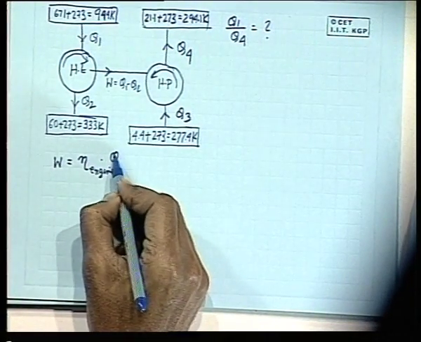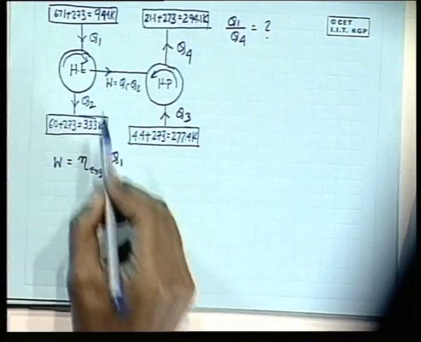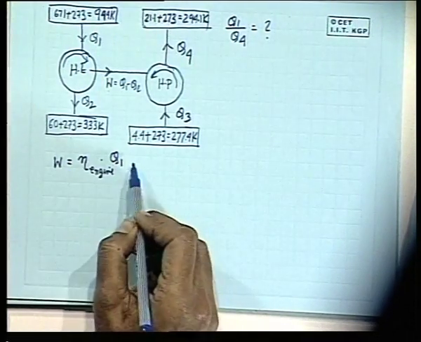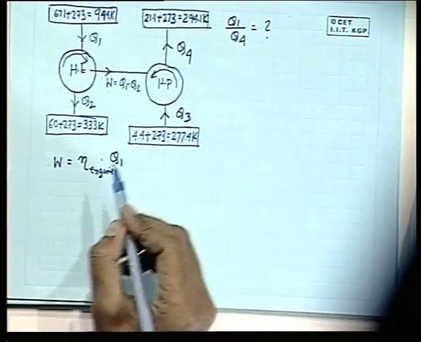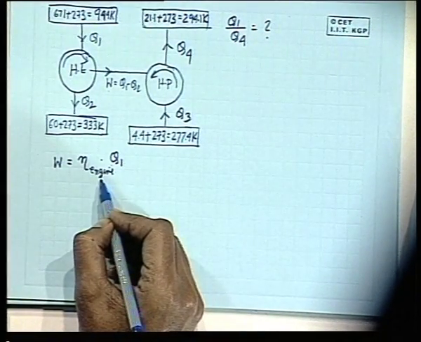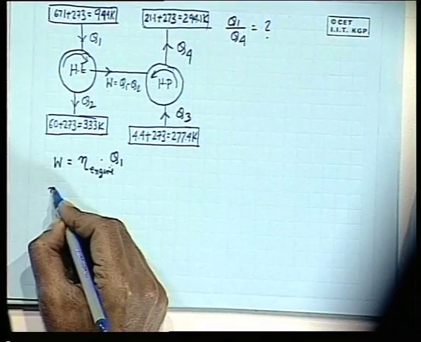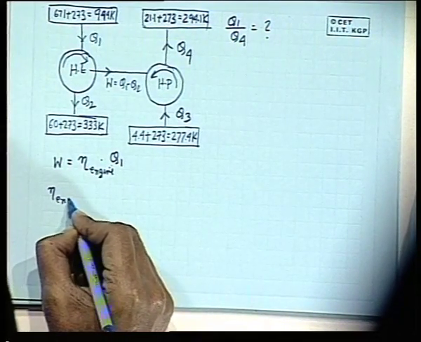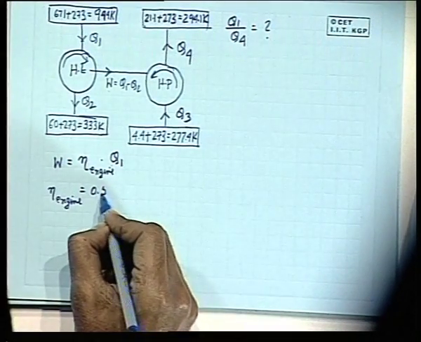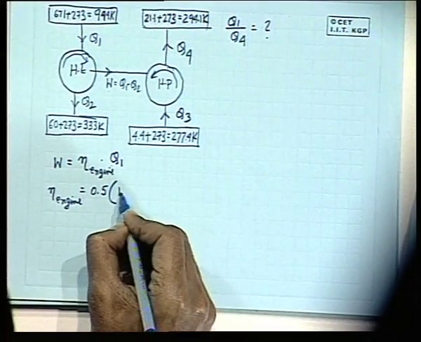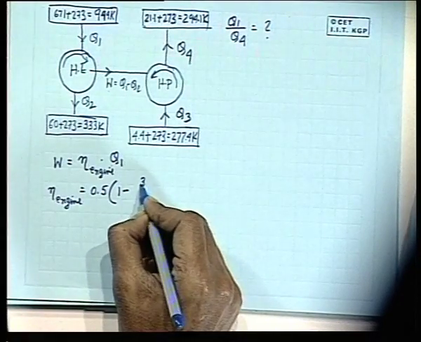into Q1. So, I always try to introduce the parameter Q1, so I will use the formula which always involves Q1, because we have to find out Q1 by Q4. My first job is to find out eta engine. What is eta engine? Eta engine is 50% of the Carnot's engine efficiency. What is Carnot's efficiency? 1 minus 333.